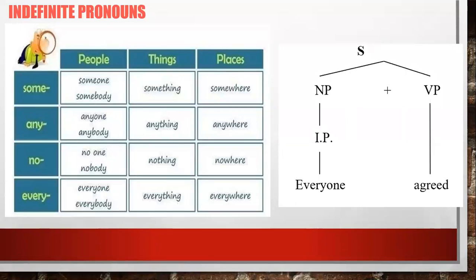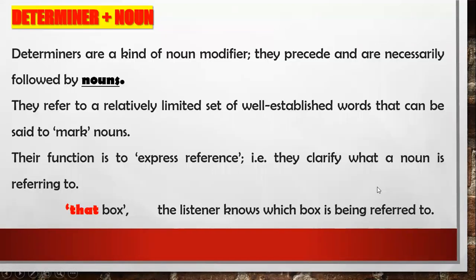Someone, but who? Anyone, who? Nobody, but we don't know exactly who we are talking about. The same happens with a thing: something, but what? Or somewhere, but where? So that's why we call them indefinite pronouns. We are not defining what, who, or where we are talking about. Now, also here you have the tree. Again, we have the NP, with this indefinite pronoun everyone, and this is the noun phrase, and the VP or verb phrase. All right? Let's pass to the other one.